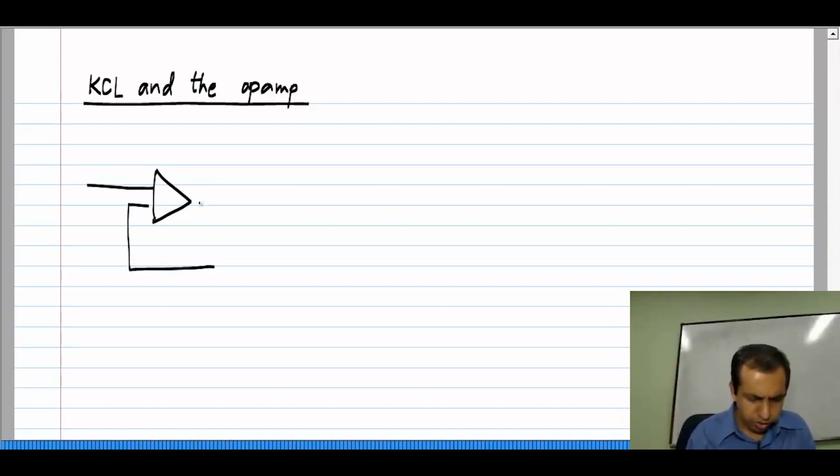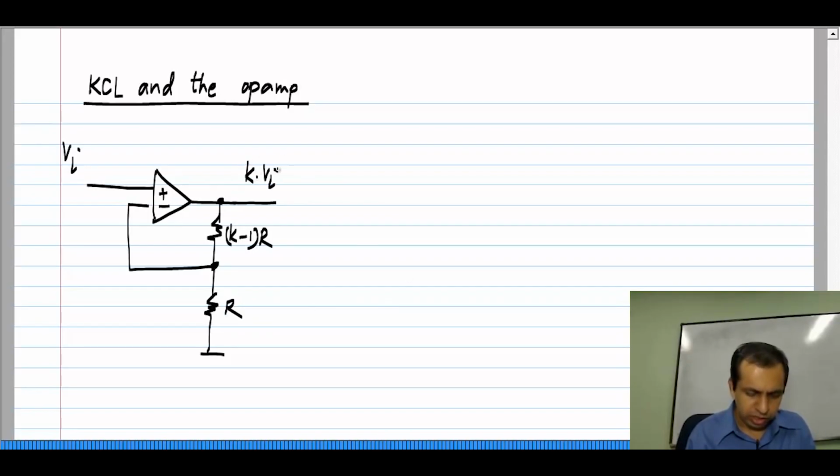Let me take our usual amplifier circuit. If I have an input voltage Vi and this is (K minus 1)R and R, the output will be K times Vi with an ideal op amp, and with a real op amp with a finite but very large gain, it will be close to this. Now, the current flowing through these resistors is Vi by R. It's KVi divided by the sum of these, which is Vi by R.